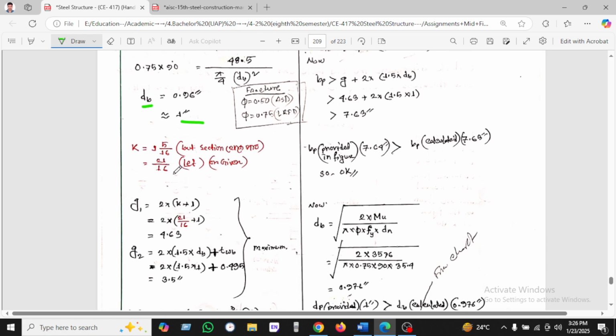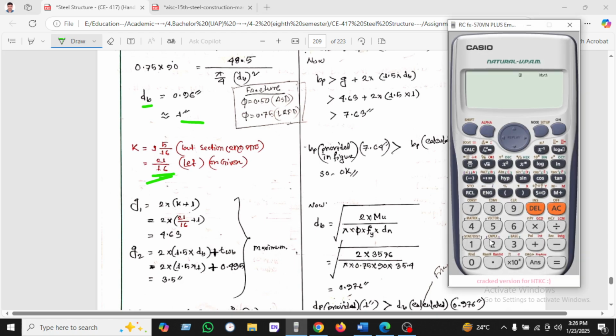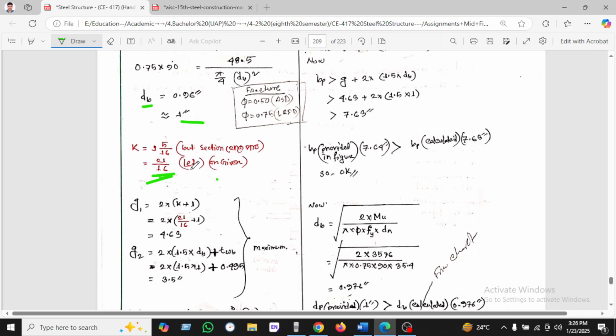And K, we know the K value of K1 into 1 by 5, but we have taken a value of K which is 21 divided by 16. So if we calculate 21 divided by 16, it will be 1.31. Okay, so the K value will be 0.52 or 1.15. So we are taking just 1.3.